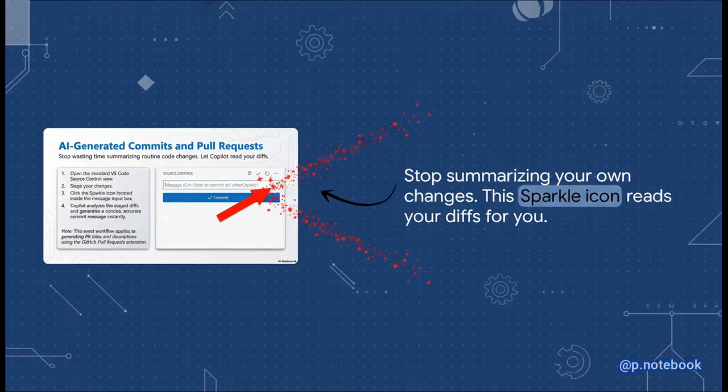And there it is. That little sparkle is an absolute game changer. It's a huge time saver. You no longer have to stop what you're doing and try to summarize your own work. The AI has the full context of everything that changed, and it can just distill it into a perfect message instantly. Same thing works for PR titles and descriptions, by the way.